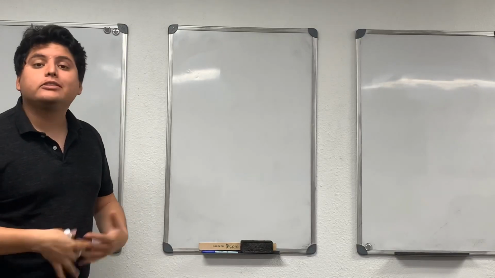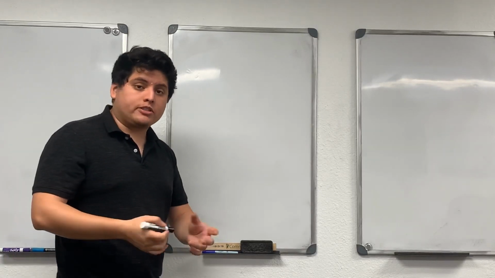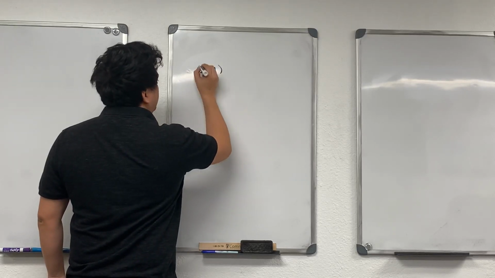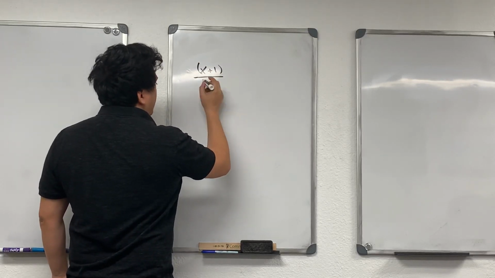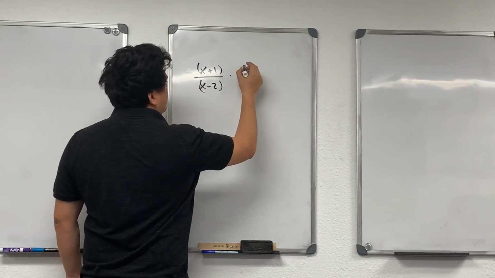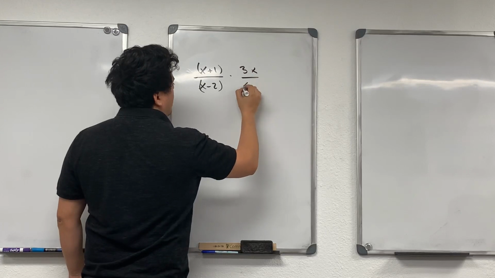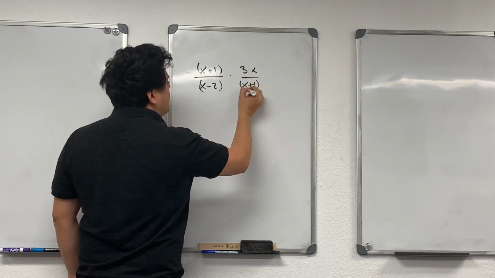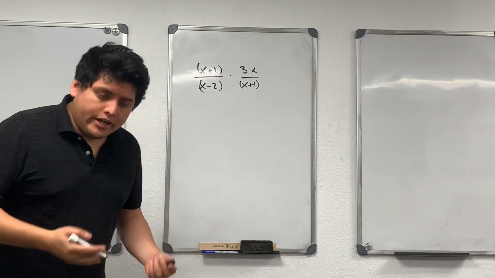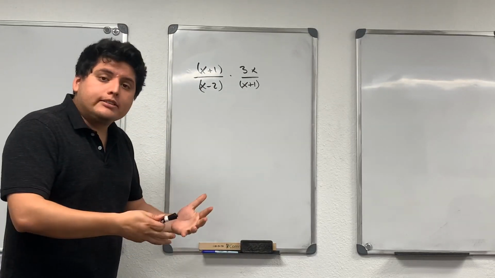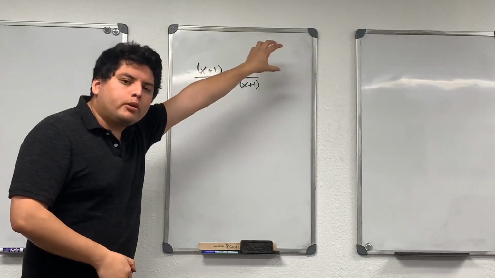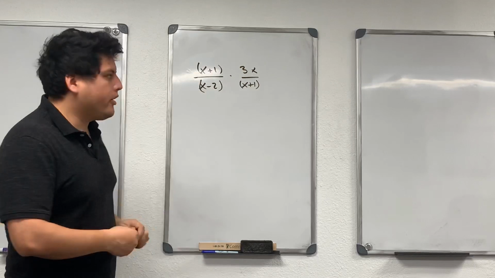Maybe we don't have just numbers and we have expressions, mathematical expressions like x plus 1 over x minus 2 times 3x over x plus 1. Well, this is just a multiplication of fractions. Therefore, we still multiply across. Top with top, bottom with bottom.